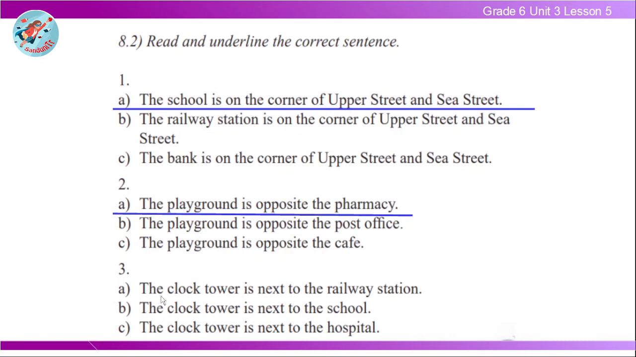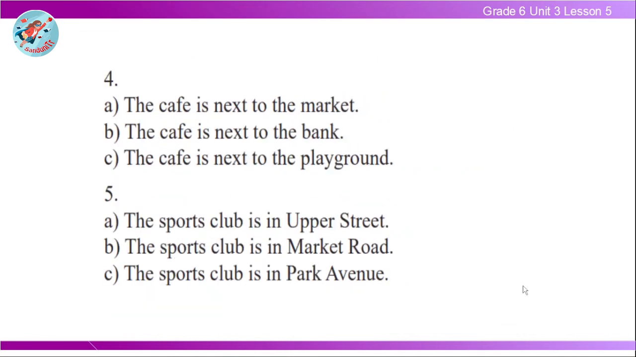Third one, the clock tower is next to the school. B is the answer. The clock tower is next to the school. Fourth one, the cafe is next to the market. So A is the answer. Number 5. The sports club is in Park Avenue. So the answer is C. The sports club is in Park Avenue.